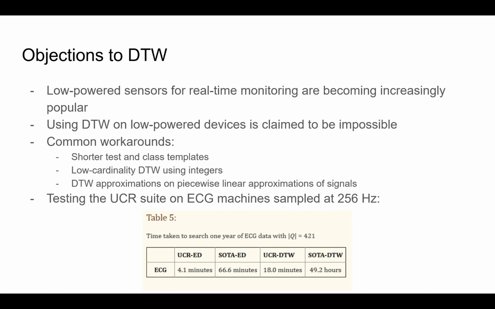After testing the UCR suite on data coming from an ECG running at 256 Hz, it was found that the UCR suite is magnitudes faster than the current state-of-the-art methods. While these tests were done using a multi-core desktop, the results are about 29,000 times faster, indicating that it is possible to be run on low-powered devices.